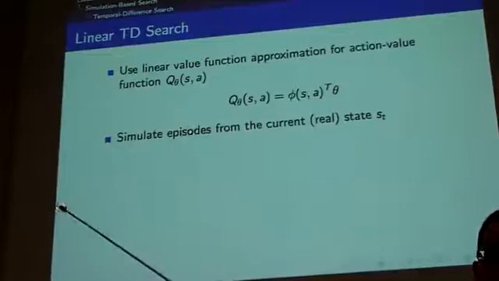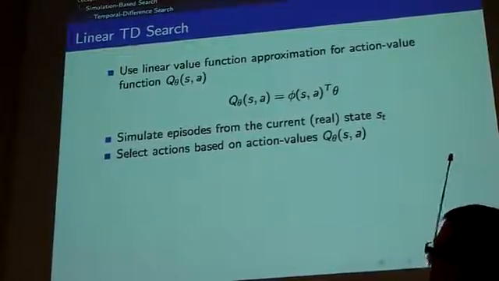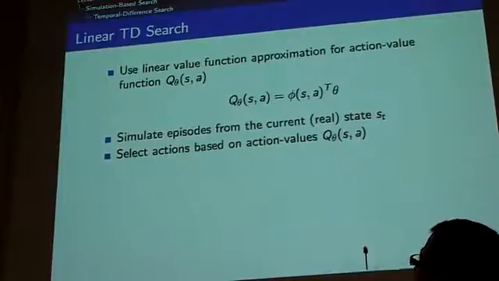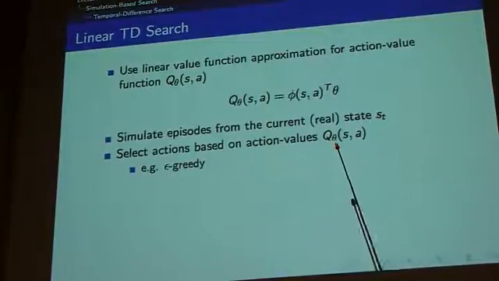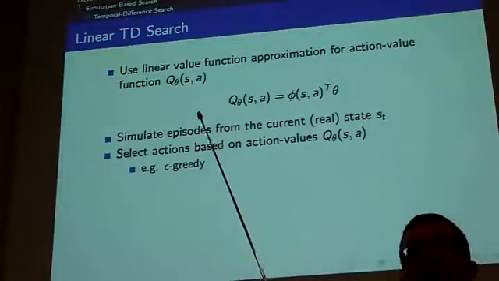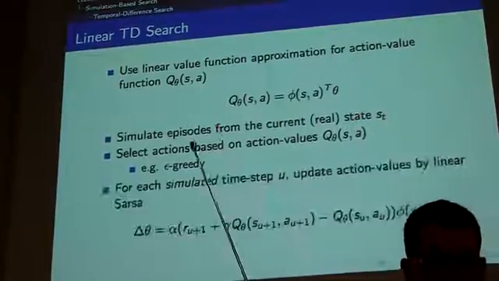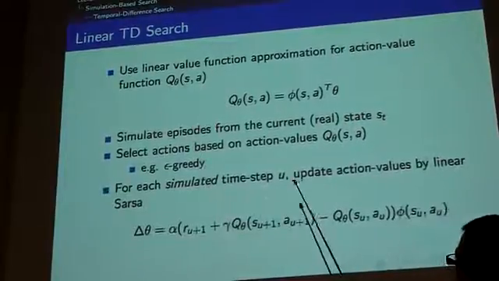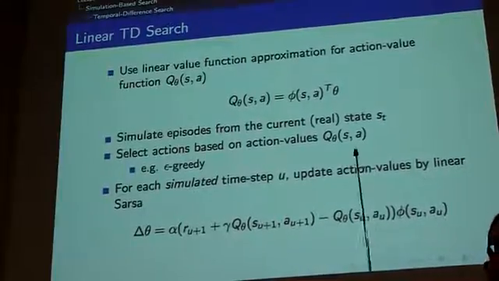We're going to simulate episodes from the current real state, SD. We're going to select actions based on the action values, Q theta. So that could just be epsilon greedy. So basically, we're back to the same ideas we've seen before. We're applying linear SARSA to simulations that start from the current state. And then for each simulated time step, we're going to apply a SARSA update to that simulated step.